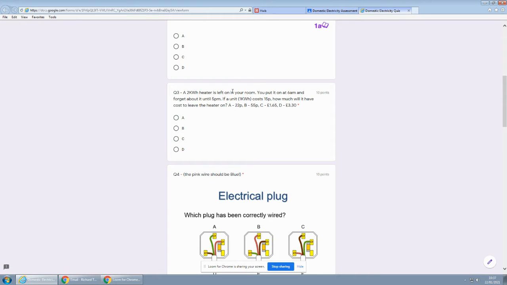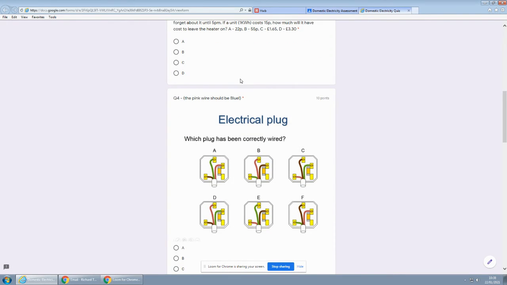A 2 kilowatt heater is left on in your room. You put it on at 6 a.m. and forget about it until 5 p.m. Right, so that is 11 hours. 11 hours at 2 kilowatts is 22 kilowatt hours. 22 times 15 pence is £3.30. So that was £3.30, that one.